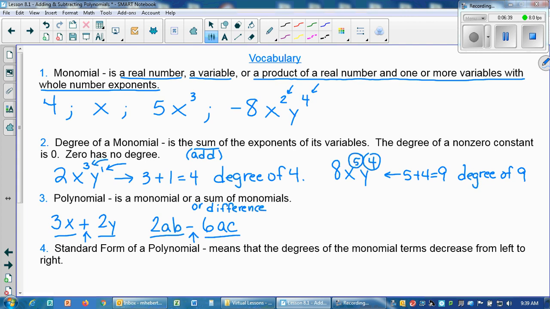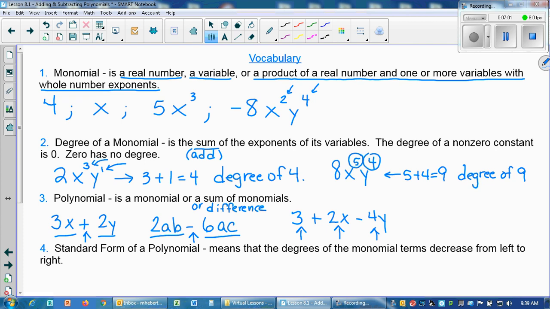Or we can have 3 plus 2x minus 4y. Here we have a polynomial because this is a sum of monomials or difference. So one monomial being added to a second and minusing out our third. So these are all examples of polynomials.